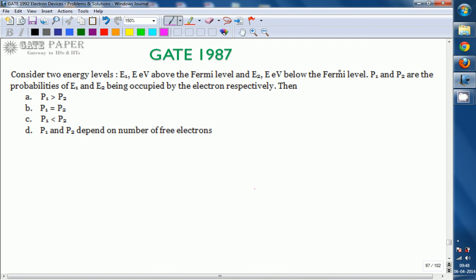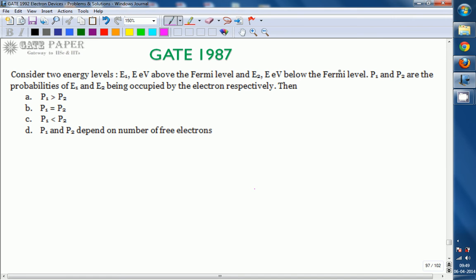We are discussing the GATE 1987 ECE paper. The question is related to electronics. Consider two energy levels: E1, E electron volts above the Fermi level, and E2, E electron volts below the Fermi level. Let P1 and P2 be the corresponding probabilities of E1 and E2 being occupied by the electron respectively. Then: A. P1 greater than P2, B. P1 is equal to P2, C. P1 less than P2, D. P1 and P2 depend on the number of free electrons. What will be the correct answer?